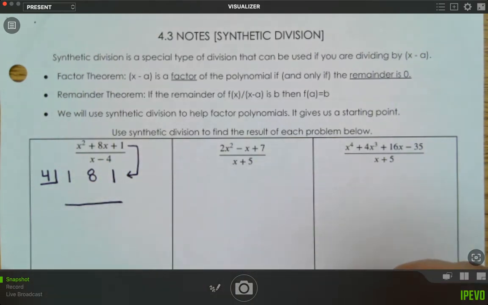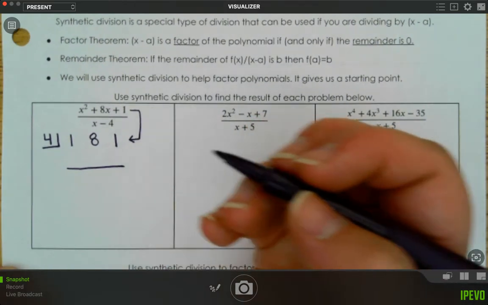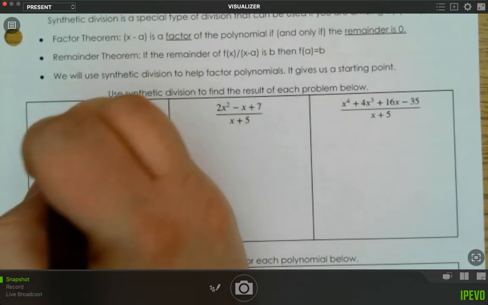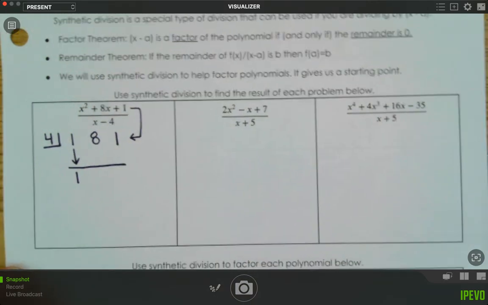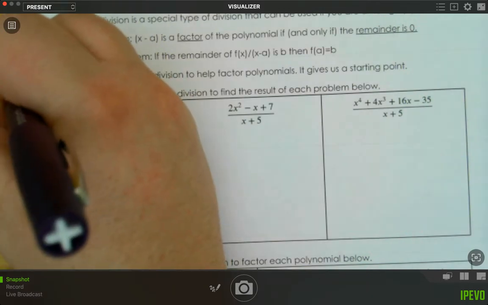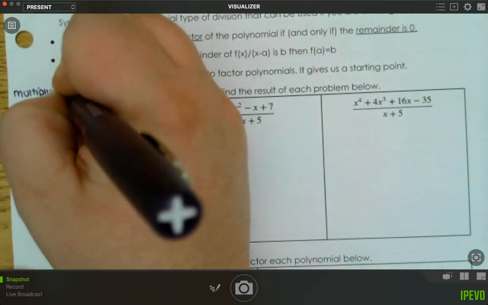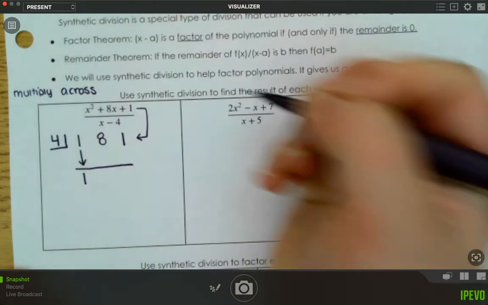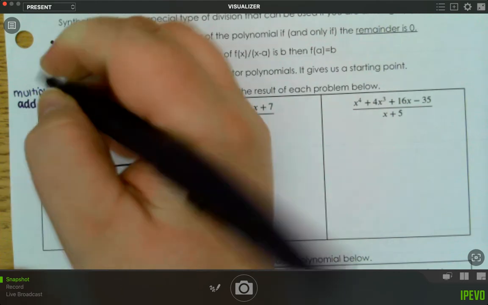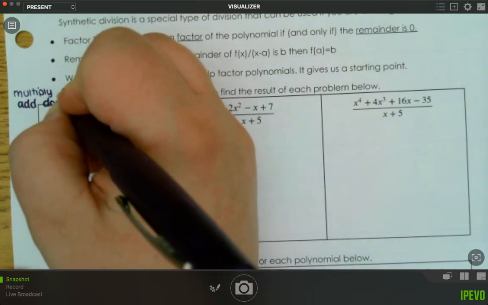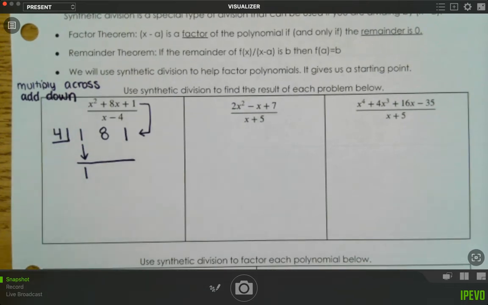And then this is the part where it gets a little strange. I'm going to write a little note about this in just a second, but this number is going to come straight down. And then you are going to do two things. You are going to multiply across, and then you are going to add down. Now, right now, those two things don't make any sense to you, but they will in just a second.